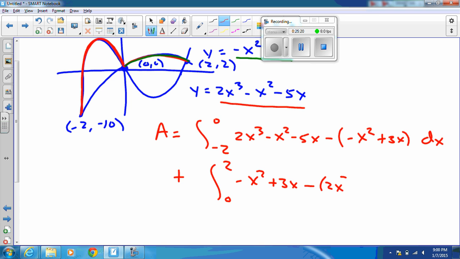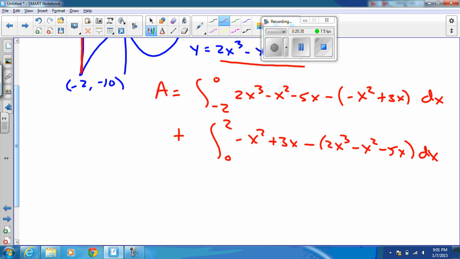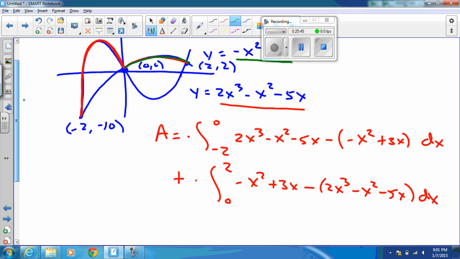plus the integral from 0 to 2. And now we see the top curve and bottom curve exchanging roles, like so. This, by the way, is a pain in the neck to evaluate, but it's totally doable. I mentioned that we needed two integrals here, 1, 2.